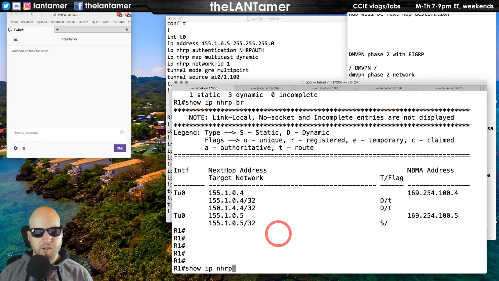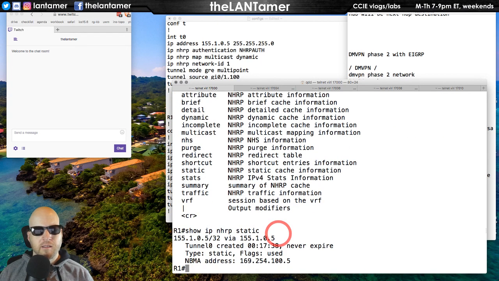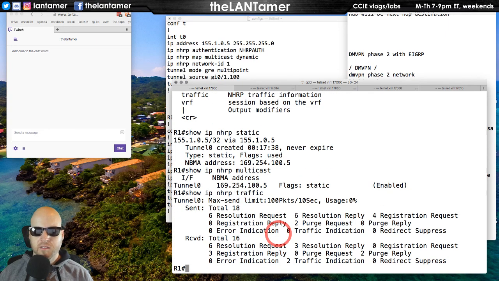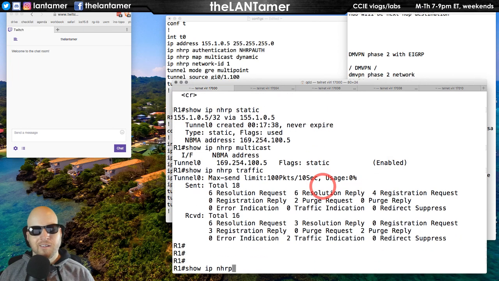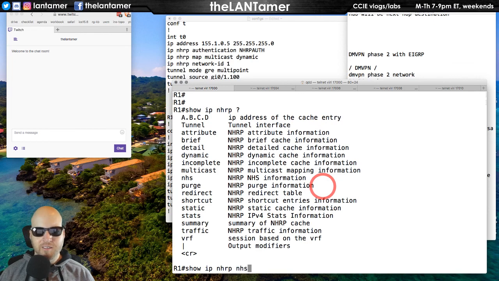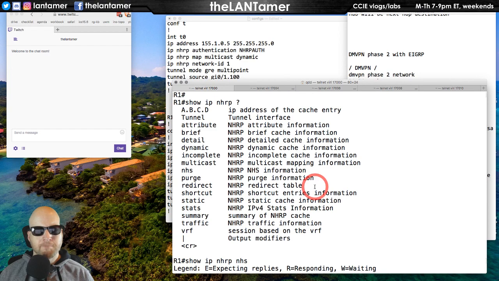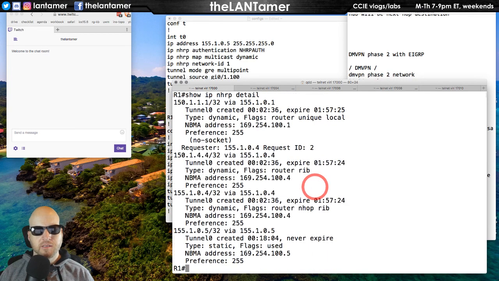Show IP NHRP static. Multicast mapping information. We've got traffic. That's cool. I like that command. Of course, I like all the commands, right? I'm a nerd. I like all the commands. NHS. NHRP detail.